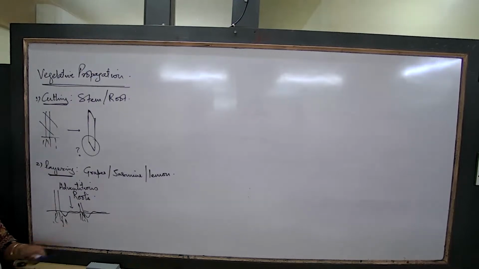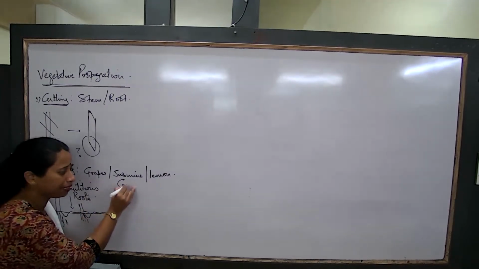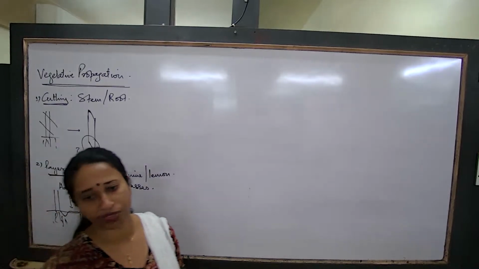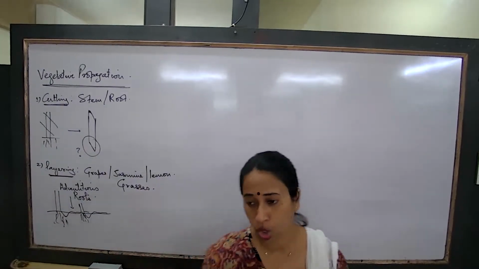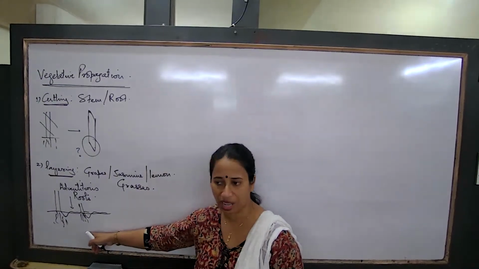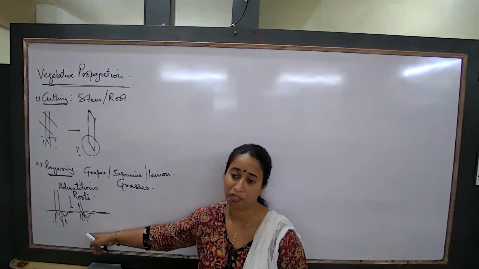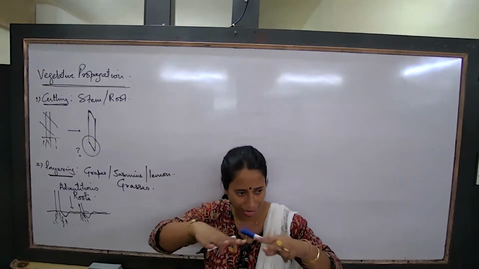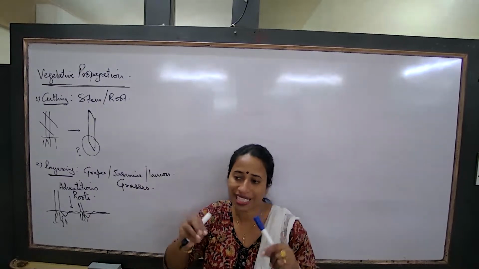Now for grasses also, one more very common example, different types of grasses show a specific method of layering this way. So what is happening? The main root starts giving rise to some secondary roots which come above the soil and run above the soil. And now they touch the soil.